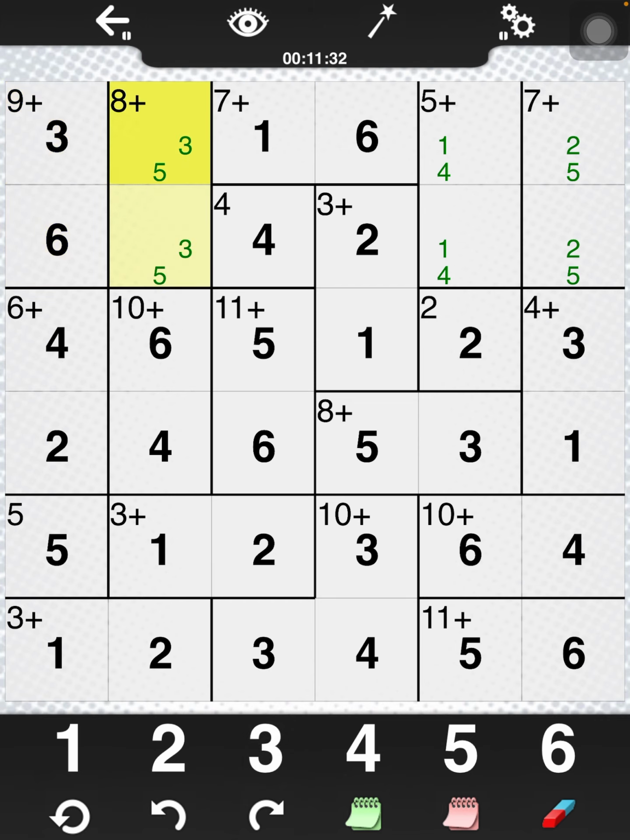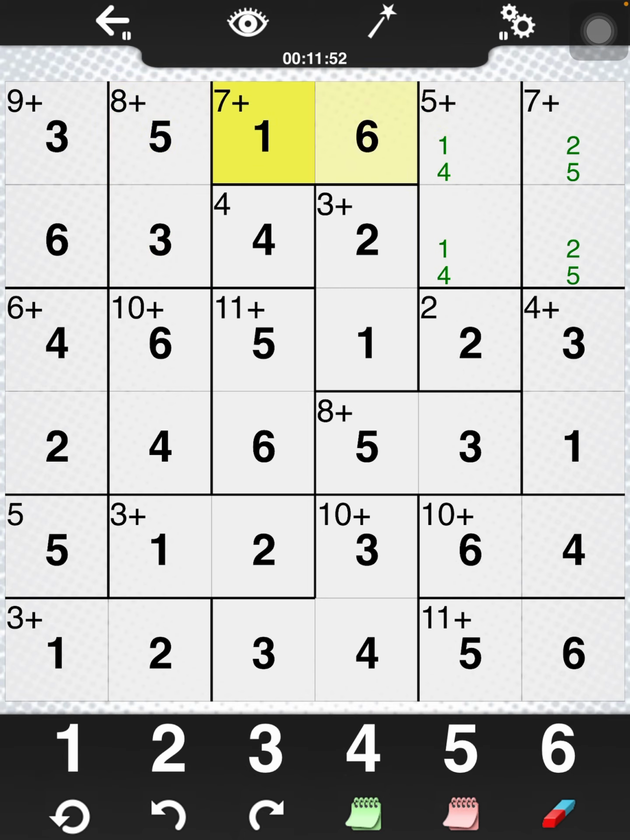These two cells add up to 8. This is 5 and 3. If this one is 3, then this one must be 5. These two cells add up to 8. If these two cells add up to 8, one cell is 5, and this one is 5 and 3. The choice must be 3.